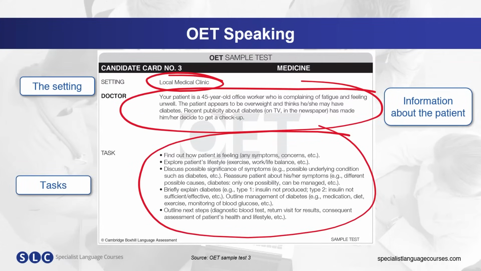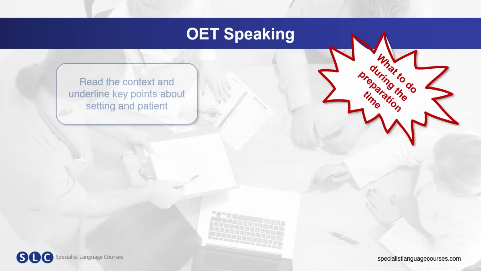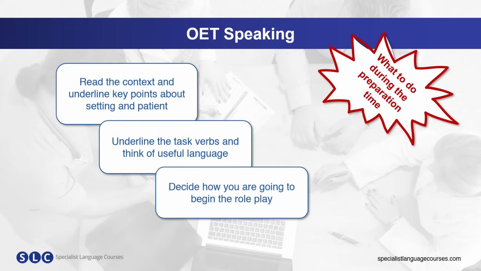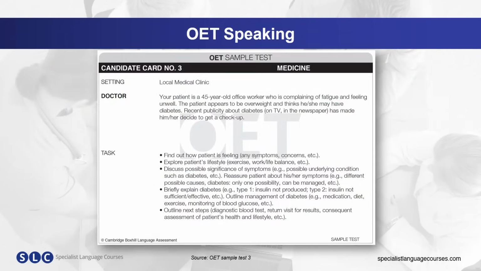During the preparation time, you should read the context and underline key points about setting and patient. Underline the task verbs and think of useful language to use, and decide how you are going to begin the role play. So we can see here that we're at a local medical clinic, and the patient is 45 years old who is feeling unwell and thinks they may have diabetes.